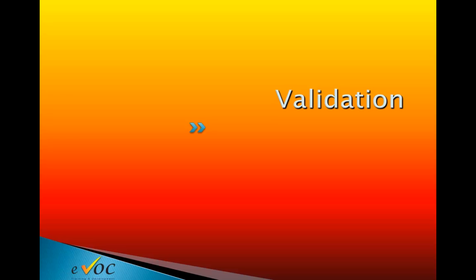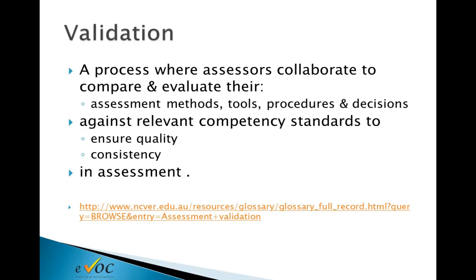So now we're going to look at the validation unit of the assessment module. So what is validation? It's actually where assessors want to compare and evaluate their procedures, their tools, their own decisions in assessment against the relevant competency standards. They want to do this to ensure quality and consistency when they're assessing. And there's a little link down here that you can go to. That's the NCVER website, which actually has the NCVER definition of validation.